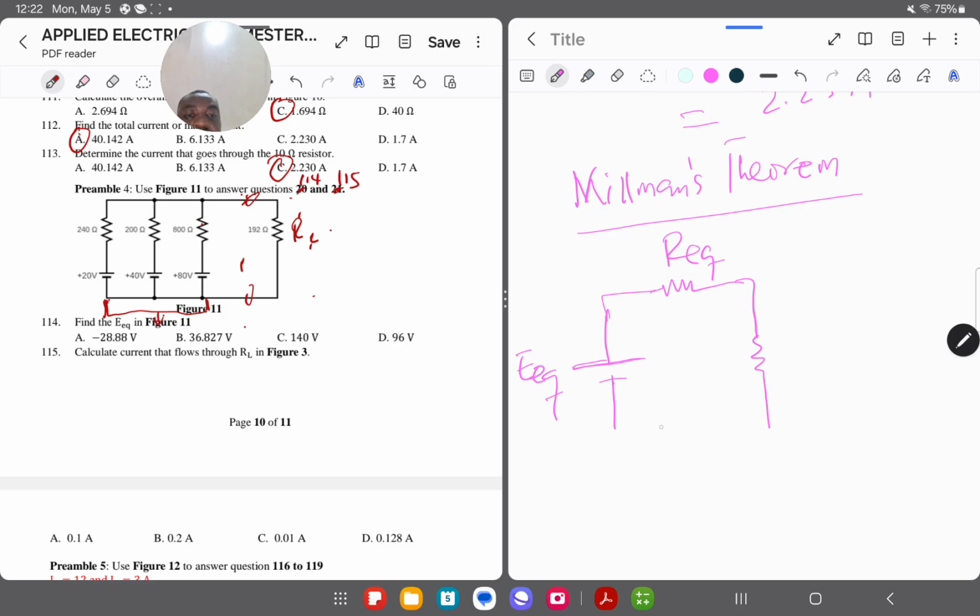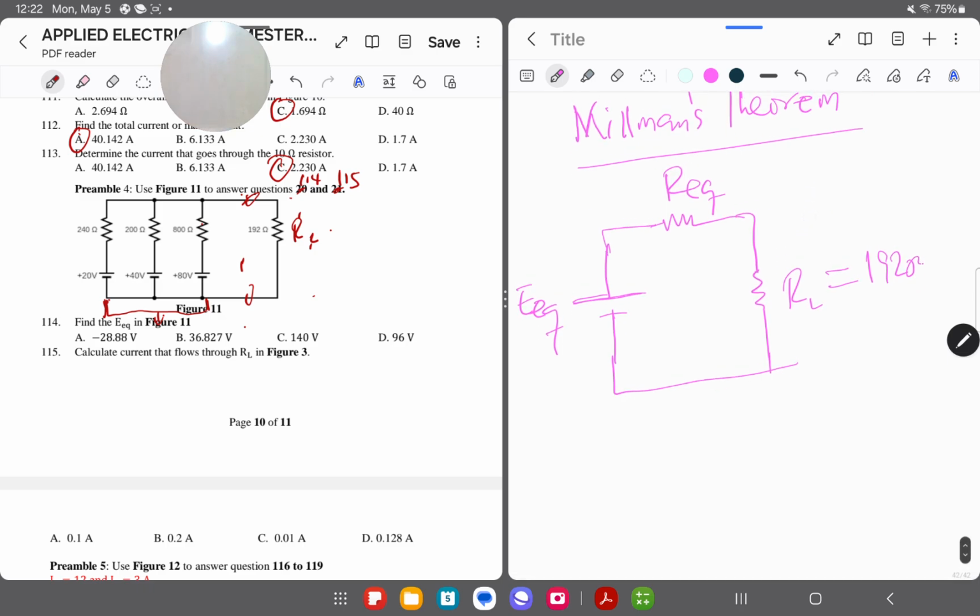You maintain your load resistor. Then I have my RL, which is 182 ohms here. So this is how you get the equivalent. Excluding the load resistor, we refer to this part as what? Millman's equivalent circuit.